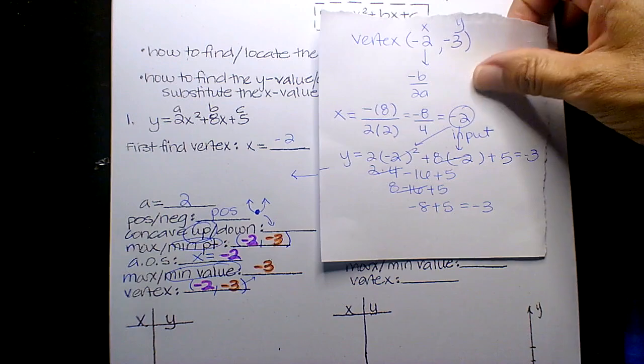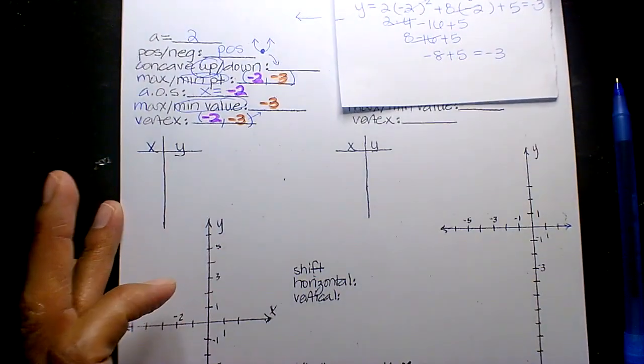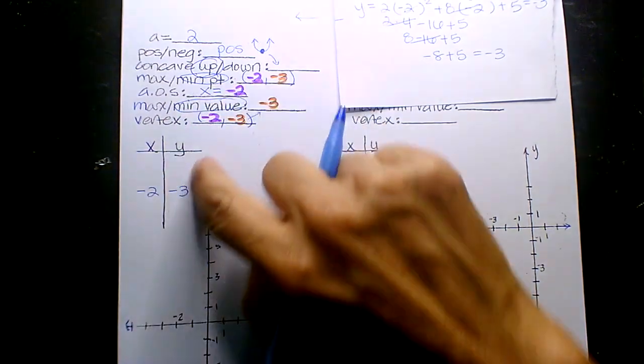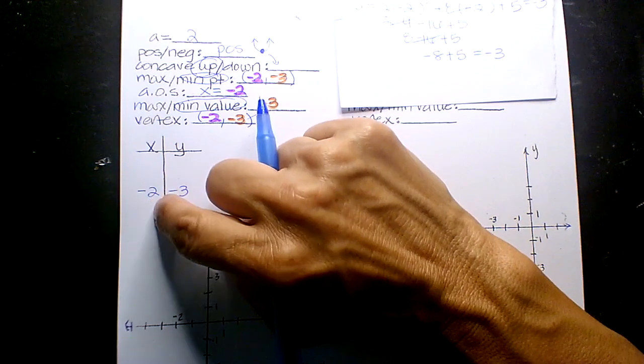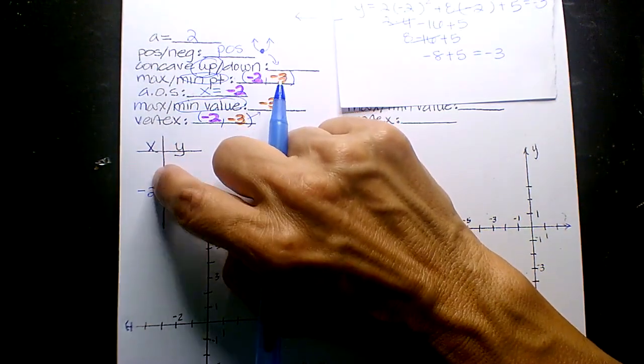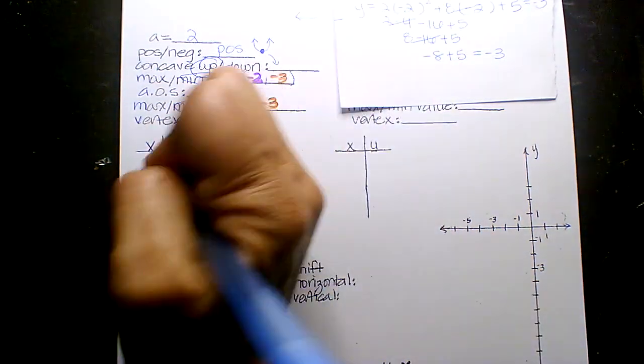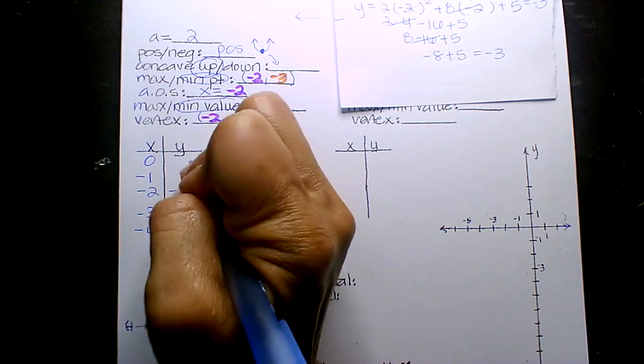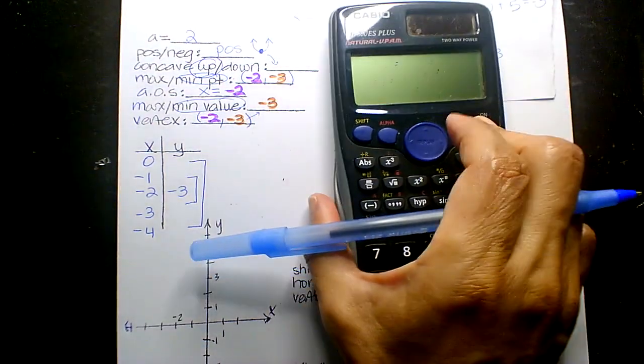Okay, so now if we build our table, remember your vertex goes in the middle. Do you guys want to go 0, -1, -2, -3, -4? You want -4, -3, 0? Okay. And as long as they're equidistant, they'll have the same value.